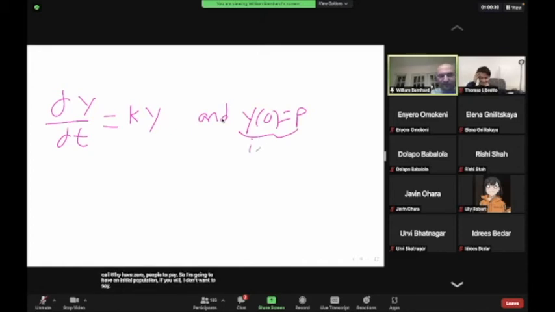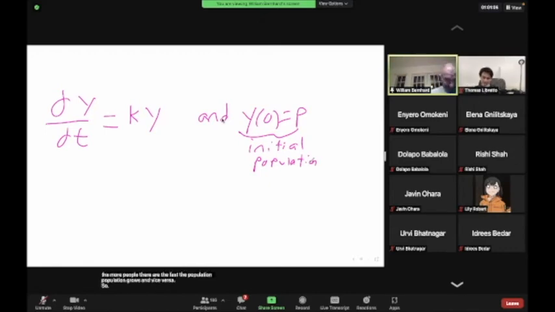So I'm going to have an initial population, if you will. I don't want to say it's a billion or a million. I'll just say it's p so that I don't tip my hand. So before your very eyes, you have a differential equation with an initial condition. The differential equation dy/dt is equal to ky literally means the rate of change is directly proportional to the amount present, which colloquially means the more people there are, the faster the population grows, and vice versa.